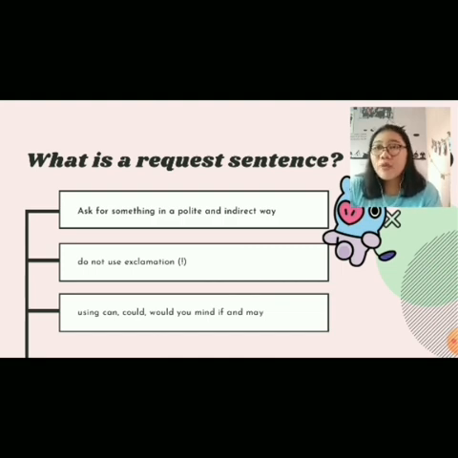Okay, the next is, what is a request sentence? A request sentence is a sentence that asks for something in a polite and indirect way. We do not use an exclamation, but we use a question mark, tanda tanya. A request sentence is defined as the act of asking for something, or something you ask for. And this sentence starts with can, could, would you mind if, and may. Do you understand?